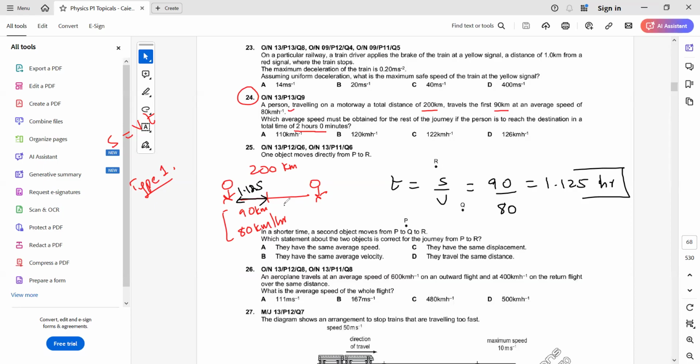So the journey left here would be 90 kilometers are already done, right? So that's 110 kilometers that's part of the journey that's left. And time, since total time is 2 hours, so let's subtract 2 minus 1.125. So the time remaining is 0.875. So the speed he needs to travel with for the remaining of the journey would be 110 over 0.875. So 110 divided by 0.875 comes out to be 125.7. That's almost 126. That's D, right? That's nice. Let's move ahead.